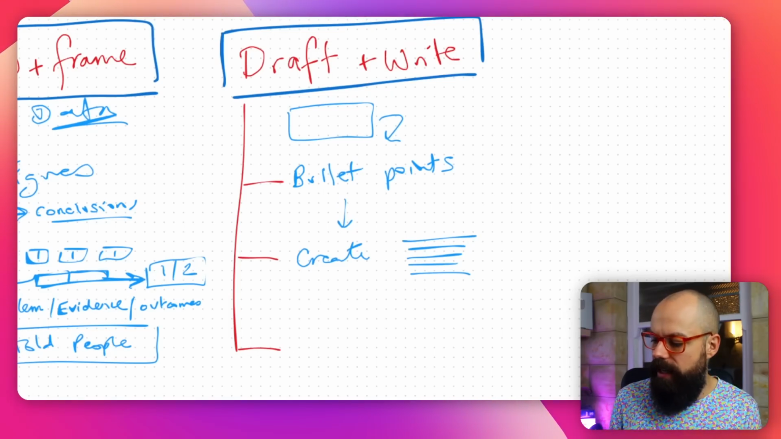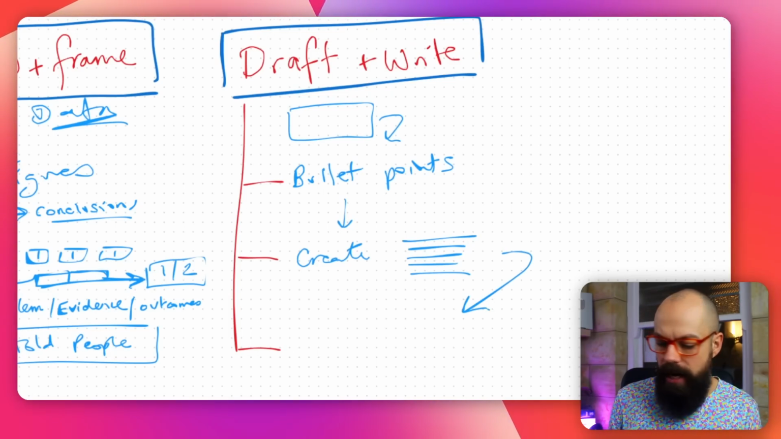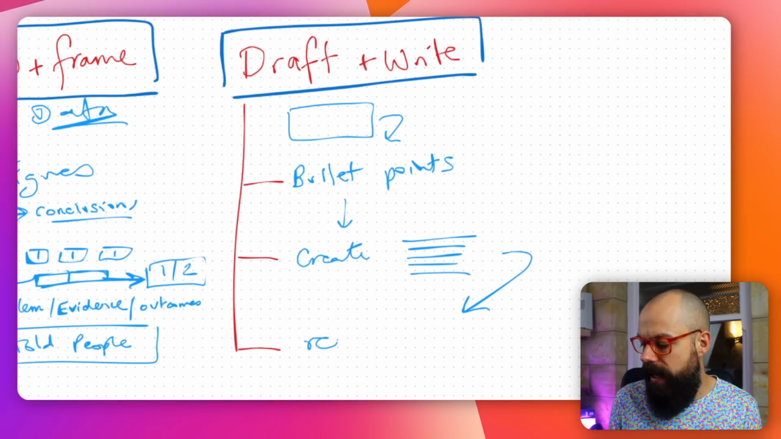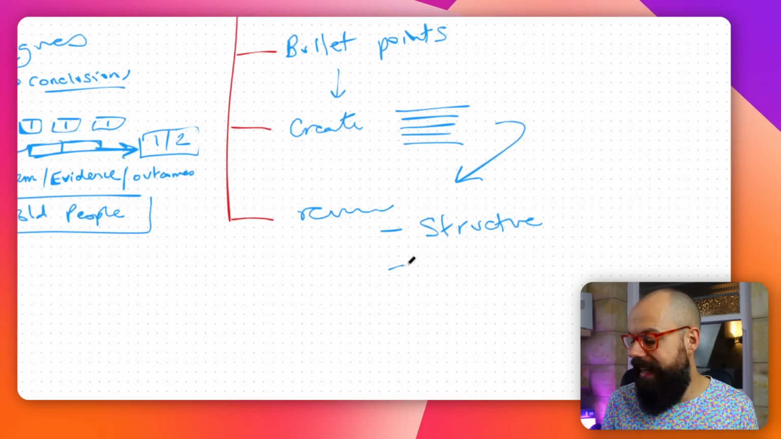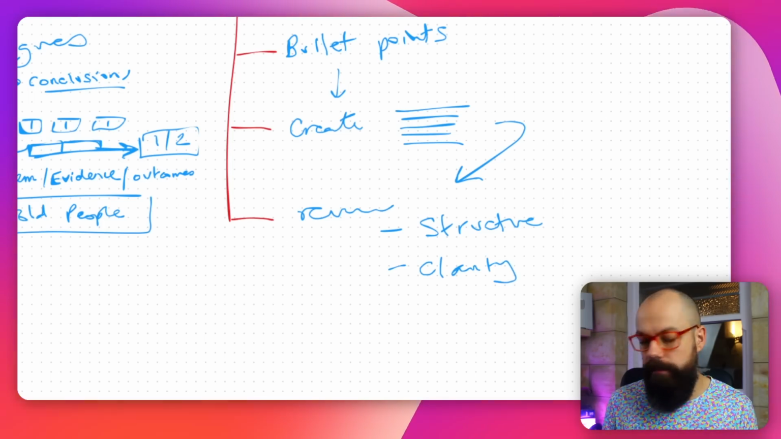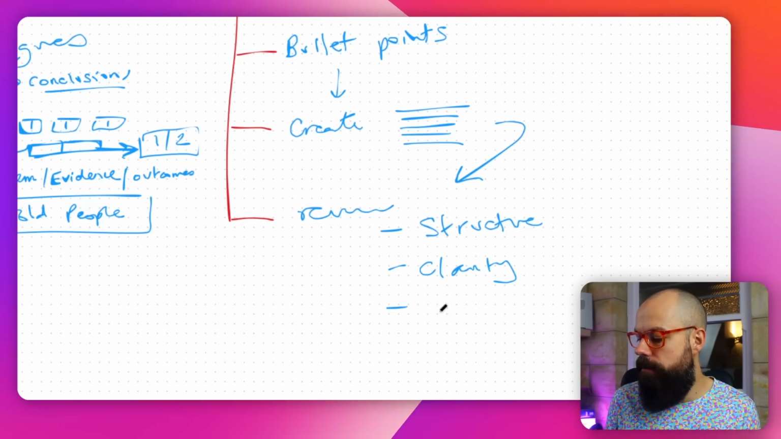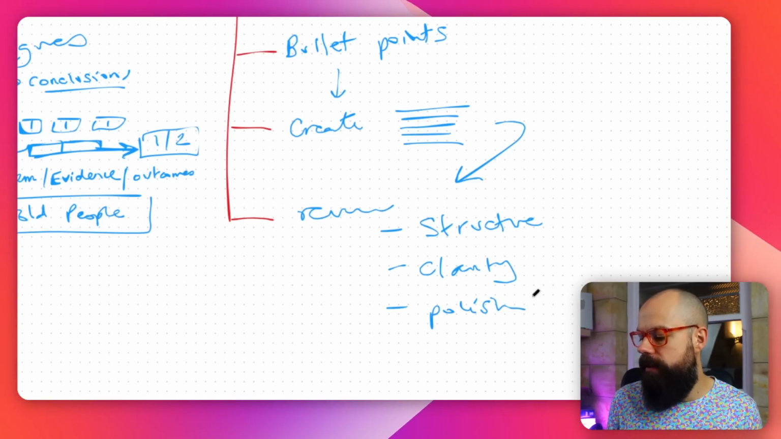So the last thing I like to do is, after I've created stuff, the review stage. And the review stage means that I'm looking for, firstly, structure. And after structure, I'm looking for clarity. And finally, I'm looking to polish anything with someone else. So that means I'm getting someone else to look over it and giving me those final touches.